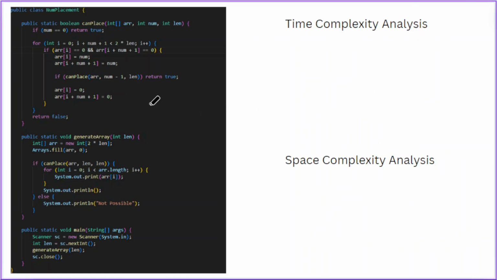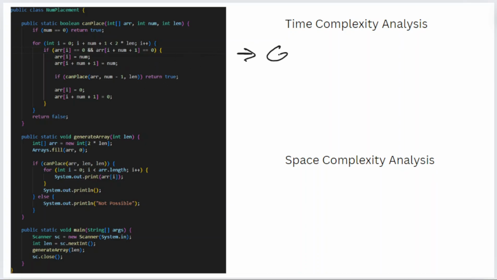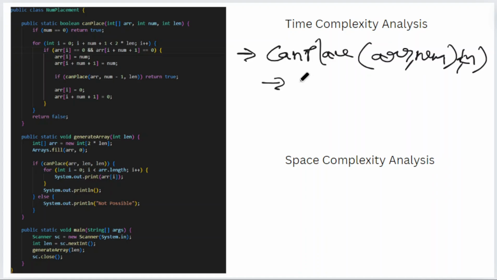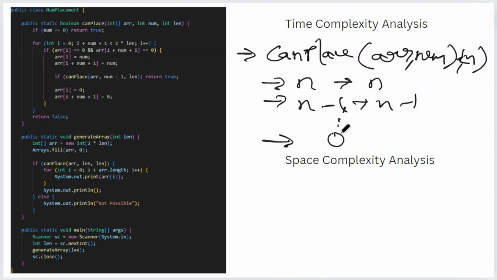If we see the time complexity of the question, in the worst case it is calling the can place function every time with the array, the num and the length. So for n it can be n possibilities, for n minus 1 there can be n minus 1 possibilities, and similarly. So the worst case time complexity we will be getting is order of n factorial.